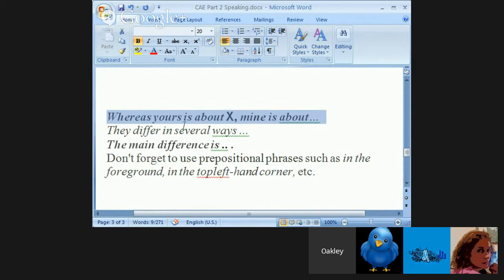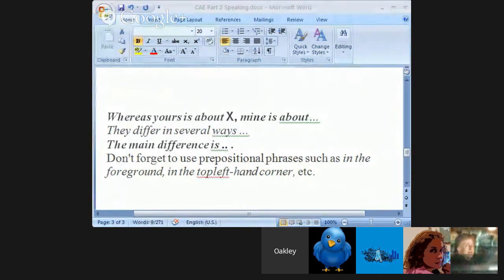Whereas yours depicts, oh, there's a good word, depicts the summertime, mine seems to depict the autumn. That's a nice one, actually. They differ in several ways. The first is, or one way is, one thing is. Secondly, make sure that you're using signal words, signal phrases, discourse markers, whether you're doing your initial explanation or whether you're doing your interactive part.